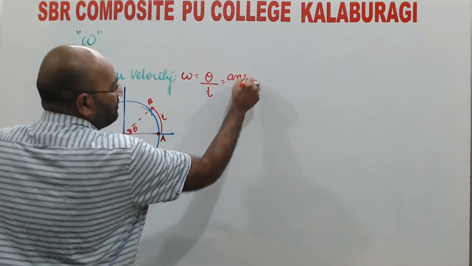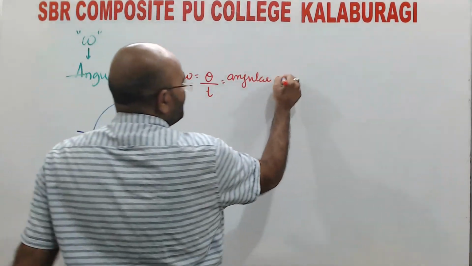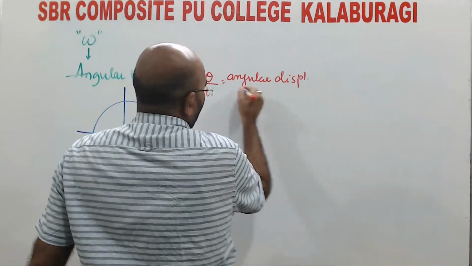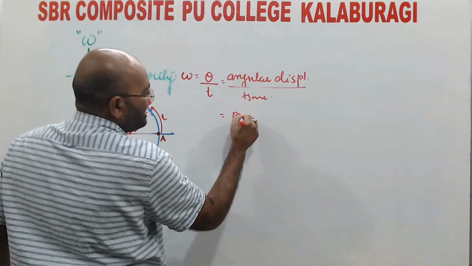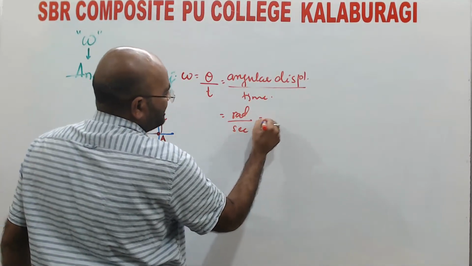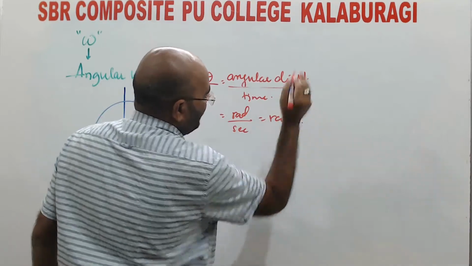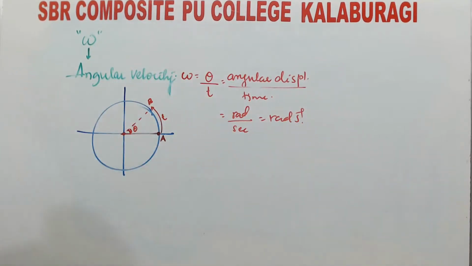So this is angular displacement divided by time taken. The SI unit for this is radians per second. That's all. Hope you got that.